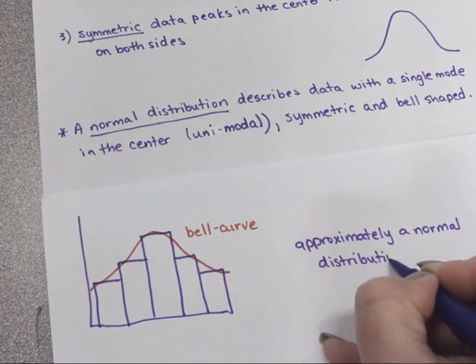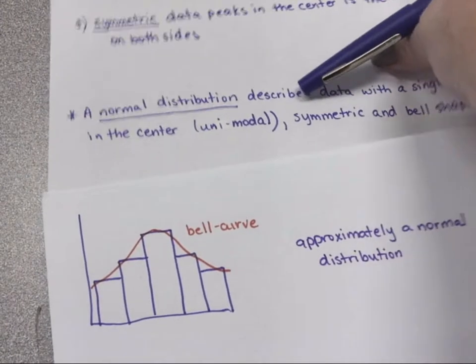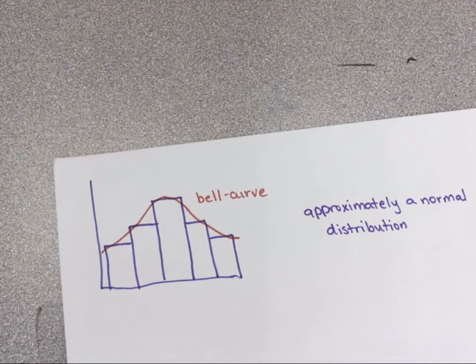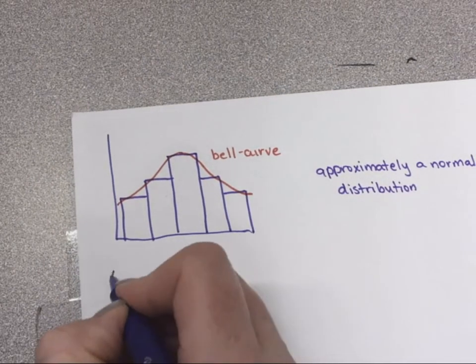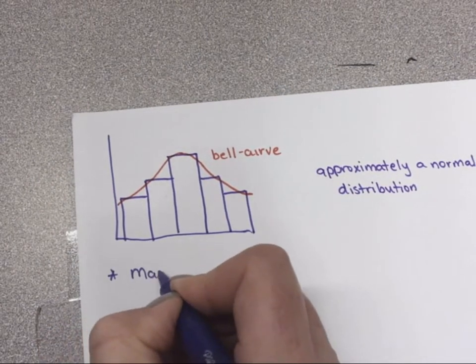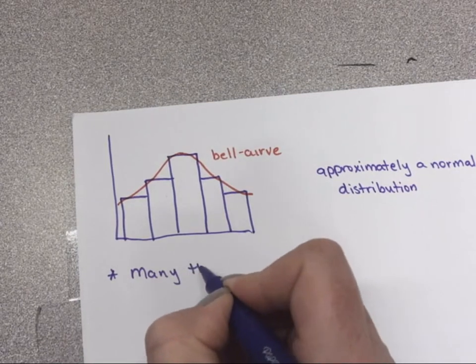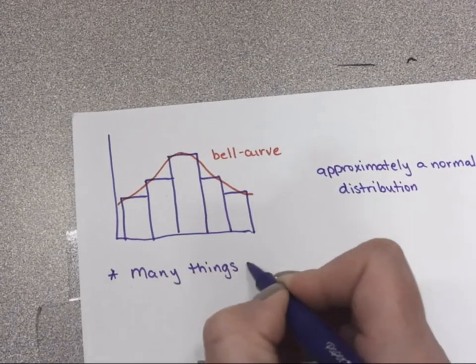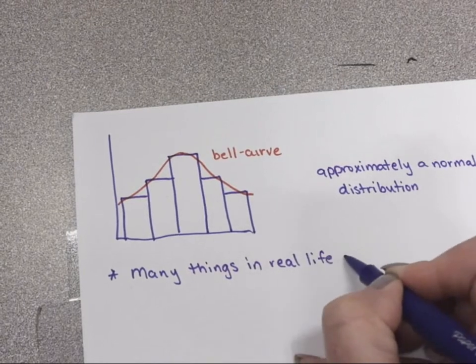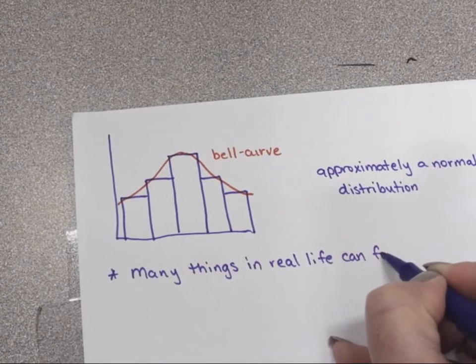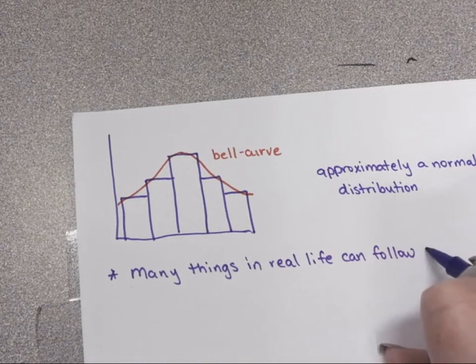But when data is a normal distribution or a bell-shaped curve like this, it's actually very predictable. Okay? So it's very easy to predict what the values will be. So many things in real life can follow, or traditionally do follow, a normal distribution.